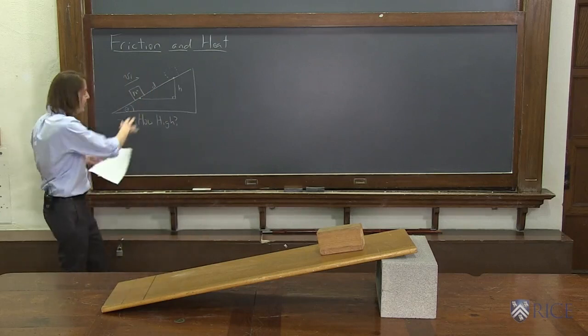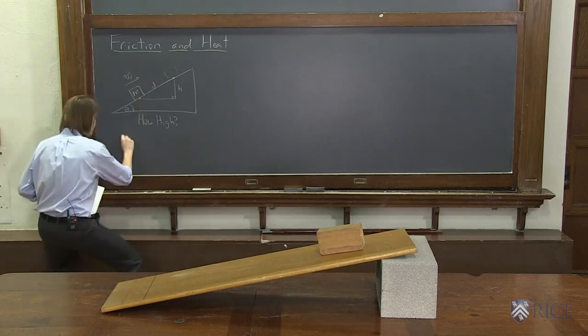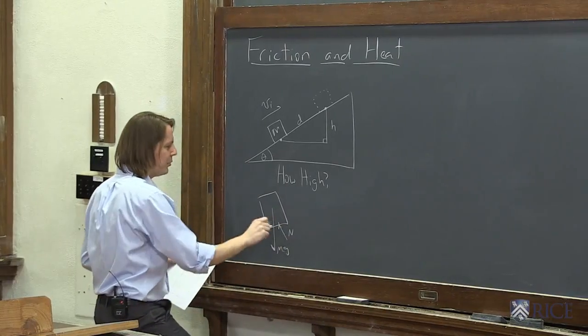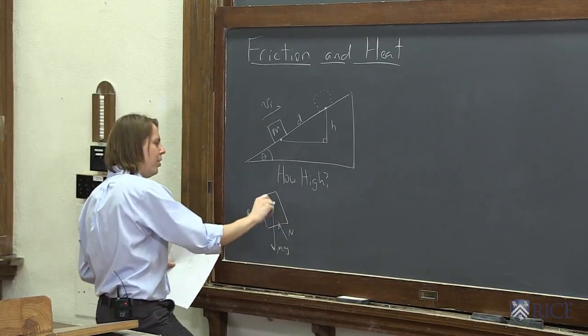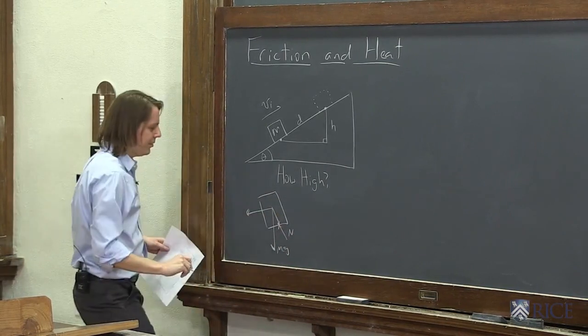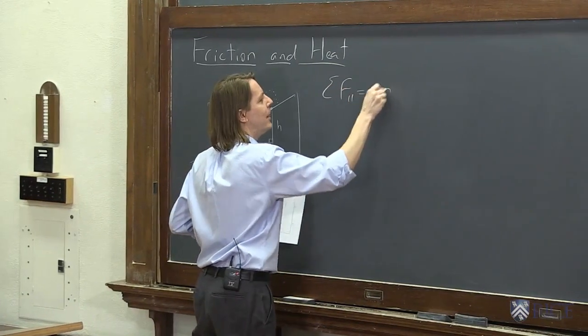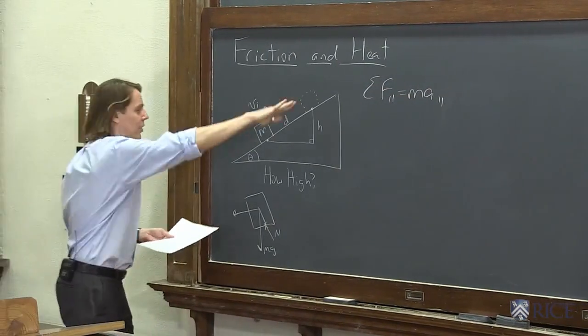Here we go. So we've got this thing and we have to draw a free body diagram. Okay, here's the mass right here, and we have mg down, and we have a normal force pointing up. Of course, we can break mg into a component along the direction down the ramp and perpendicular. Okay, so now we're ready to do it. We're going to say the sum of the forces parallel equals mass times the acceleration parallel. We're going to apply Newton's laws down the ramp.